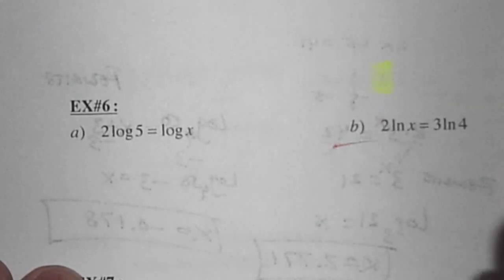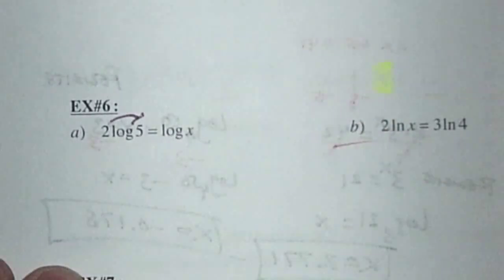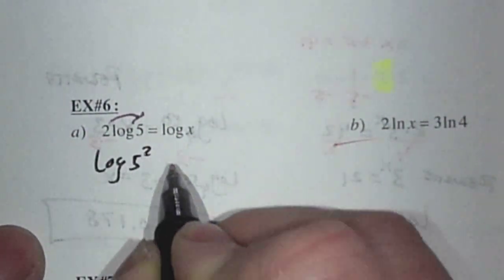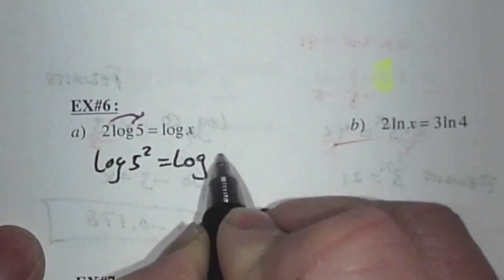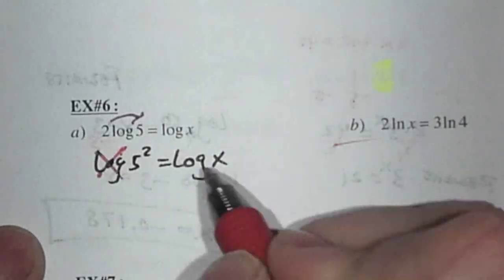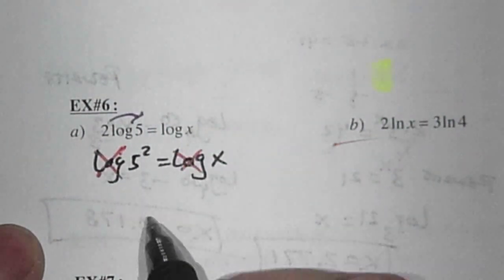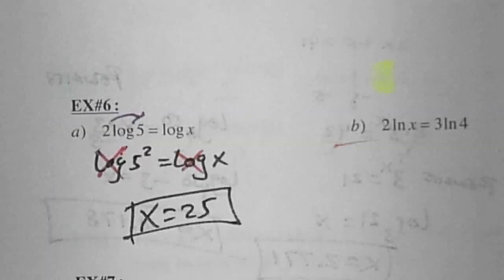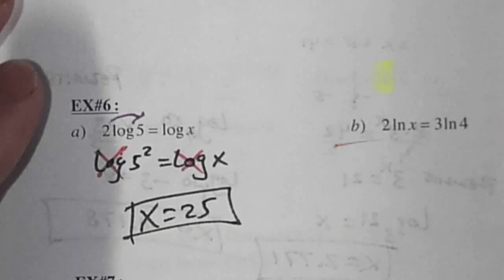Do number 6. Look at that. I got 1 log on each side. I can just cancel. Oh, I can't quite cancel them. I have to do rule 3. Bring that 2 up there, and I get log 5 squared, so 25 equals log x. Now you have 1 on each side. Chop off the log. X is 25, 5 squared. So if I can get 1 log on each side, I'm cool. If I don't have 1 log on each side, then I'm not cool.